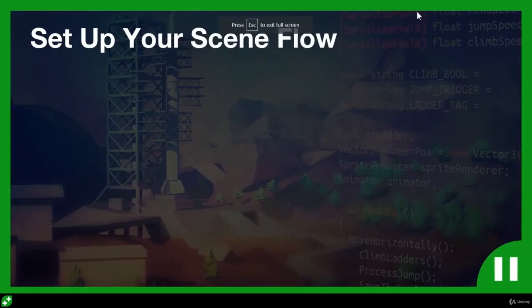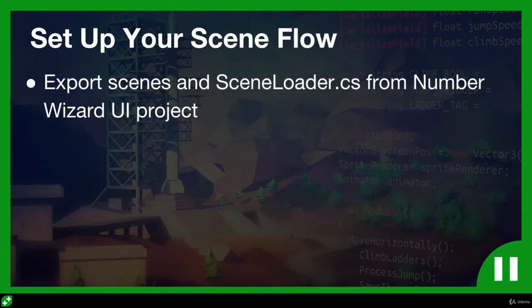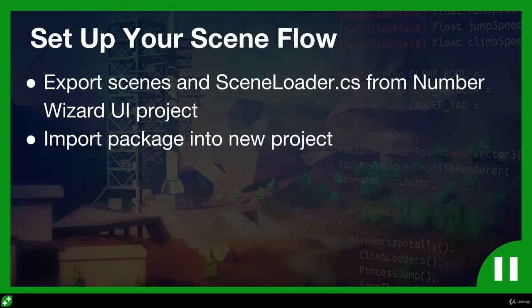We're going to set up our scene flow in Blockbreaker is what we're doing. We're going to start by exporting the scenes and the SceneLoader.cs from NumberWizard UI, from the project that you're opening up right now. We're going to import the package into a new project. So when you export from one project, you're exporting a package. When you import, you're importing a package.